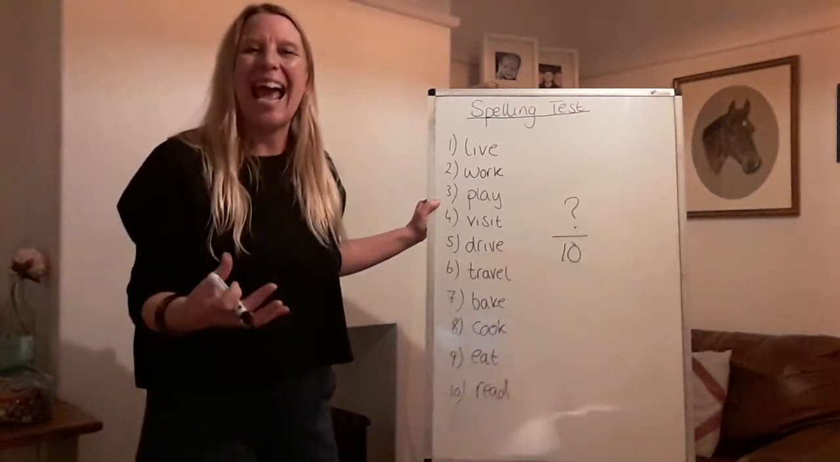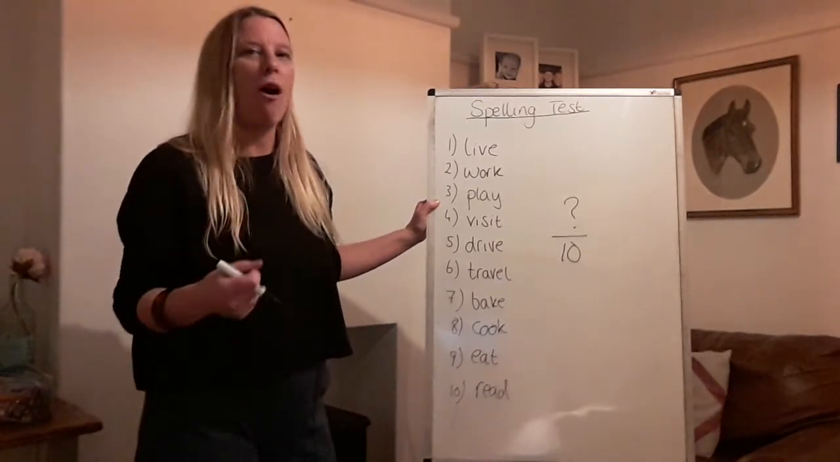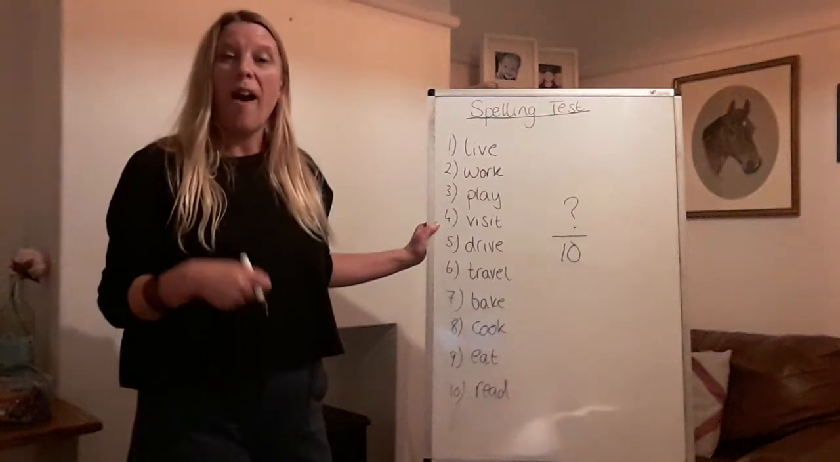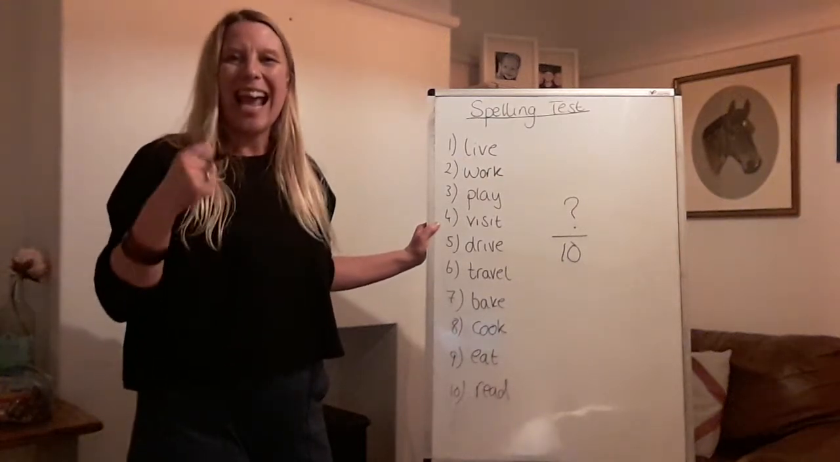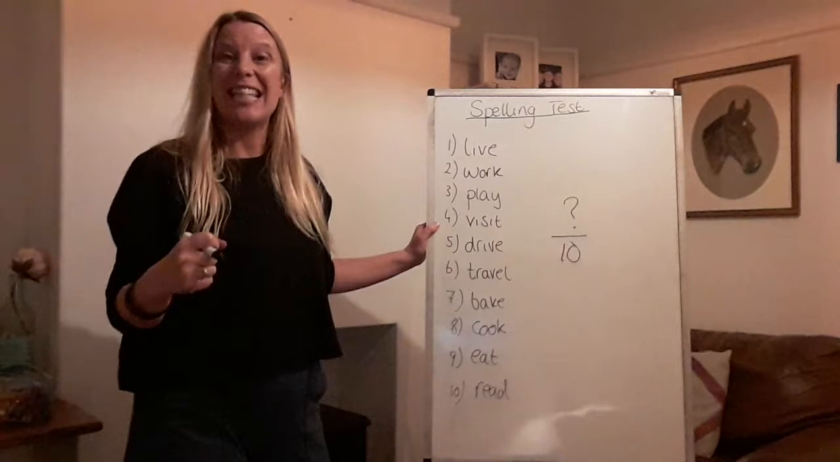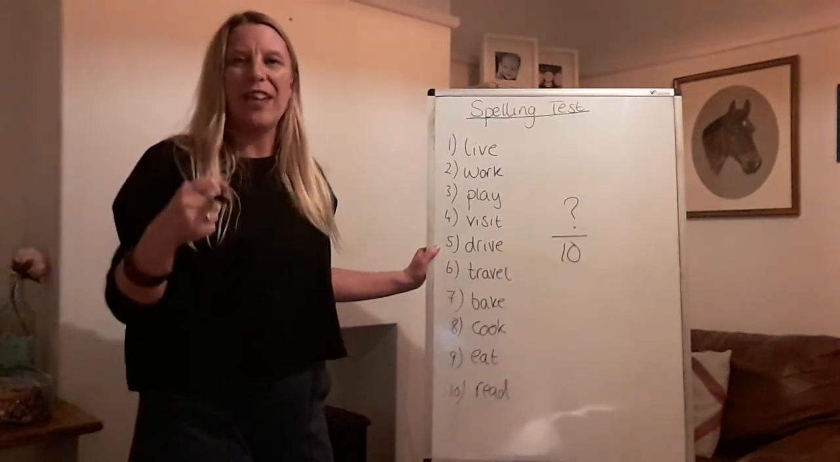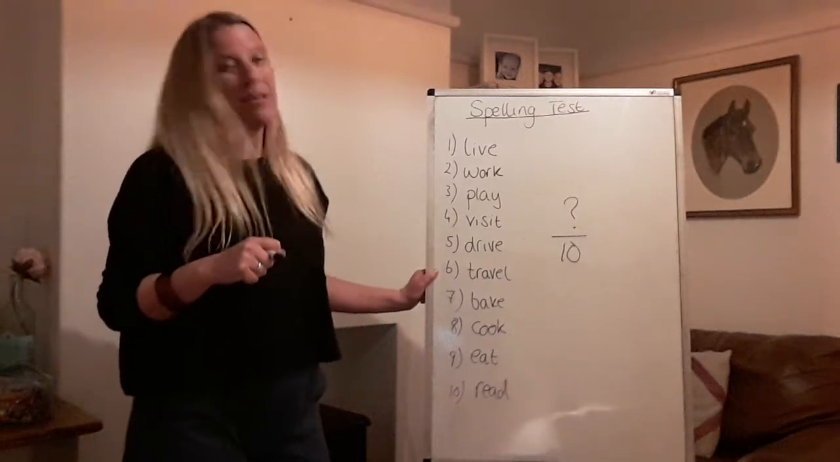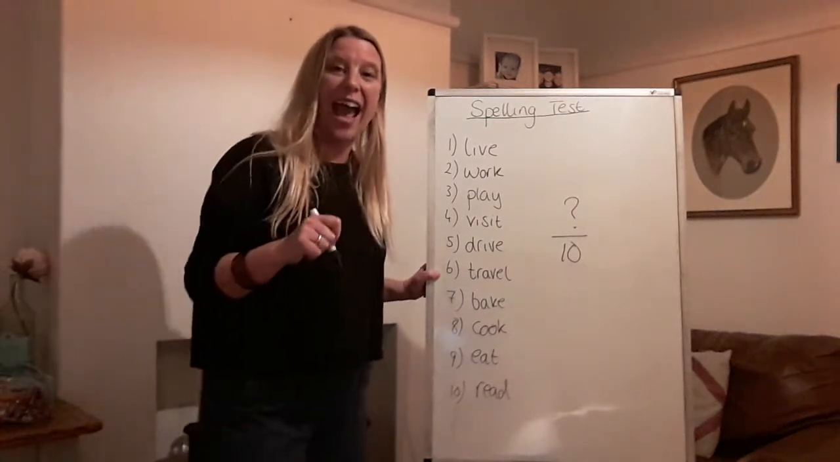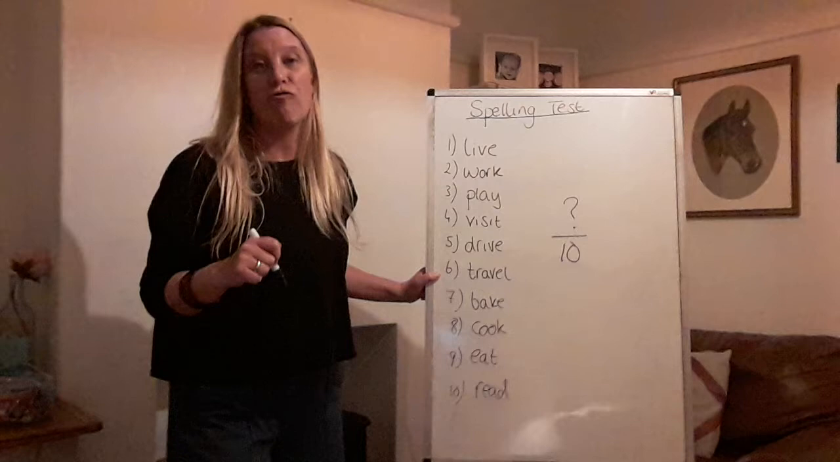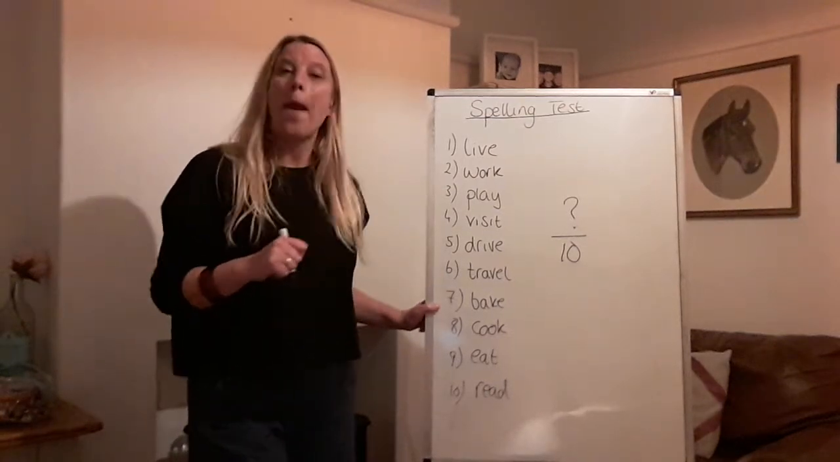Number 3, play. P-L-A-Y. Number 4, visit. V-I-S-I-T. Visit. Number 5, drive. D-R-I-V-E. Number 6, travel. T-R-A-V-E-L. Travel. Number 7, bake.